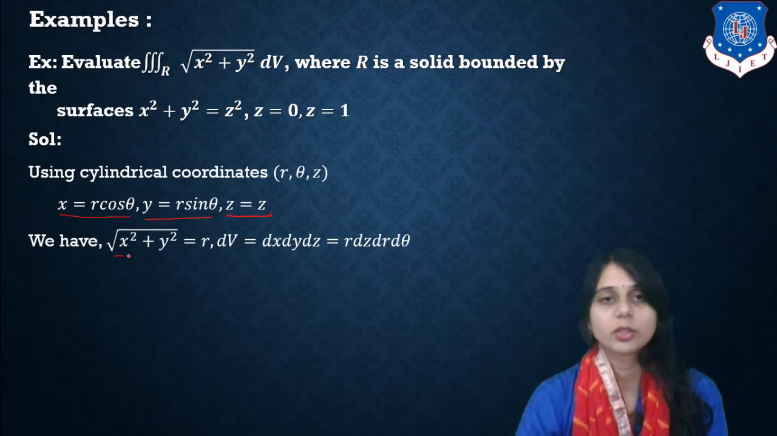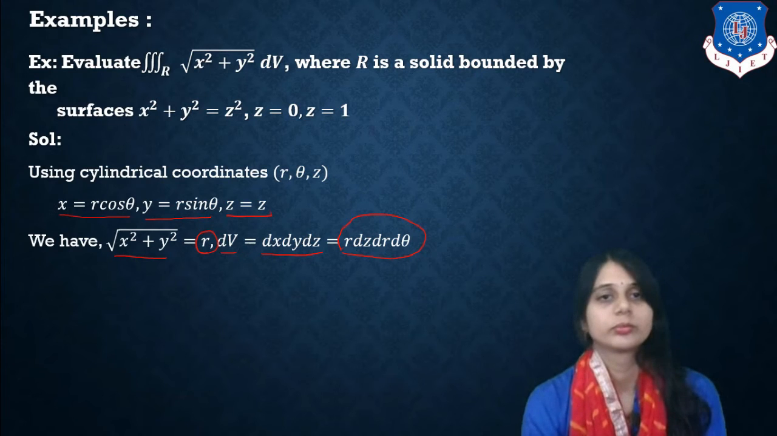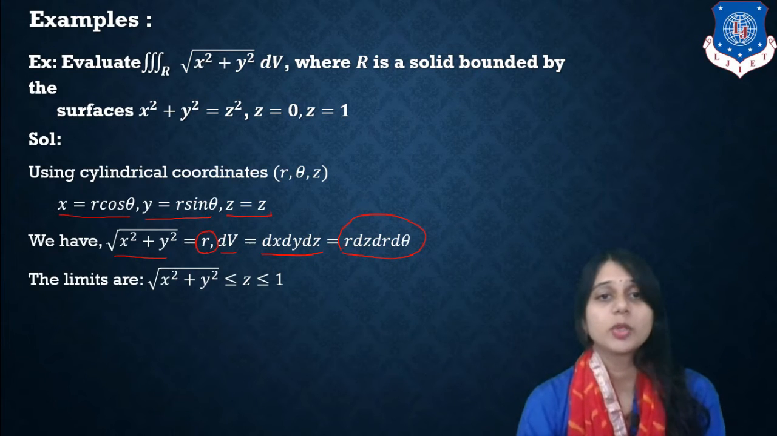We have the square root of x squared plus y squared; we say that it is r. dV is equal to dx dy dz, so we say that it is r dz dr d theta. Now the limit of the square root of x squared plus y squared is less than or equal to z, less than or equal to 1, because z goes from 0 to 1.